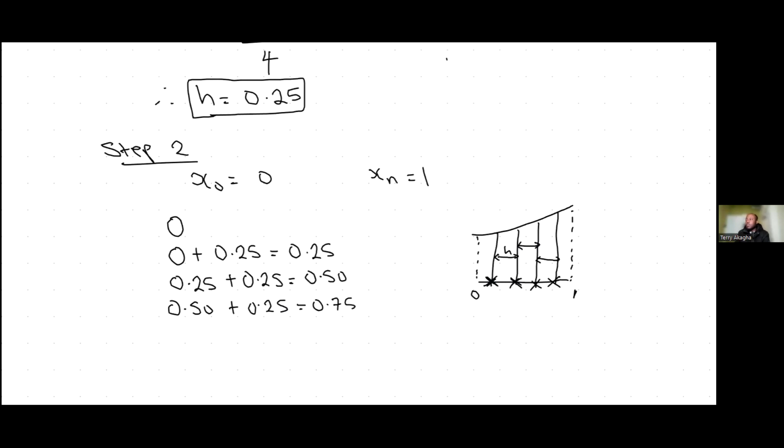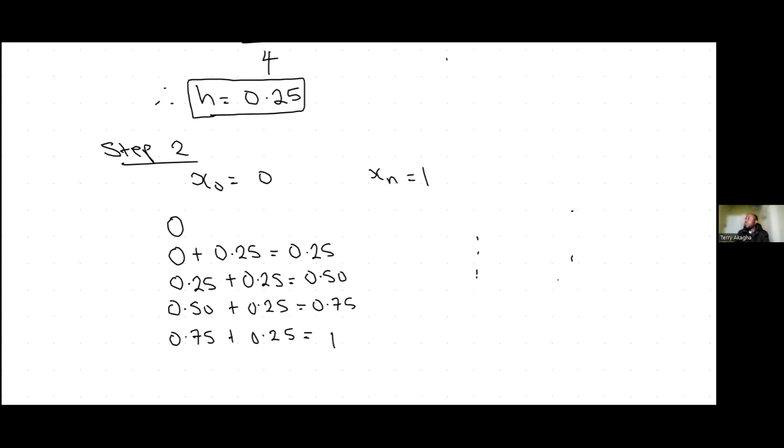0.75 plus 0.25 is going to give us 1. Are you seeing it? So what we are looking for here is 0, 0.25, 0.5, 0.75, and 1. What I'm trying to say is that if this was the curve, let me just make a makeshift curve here.